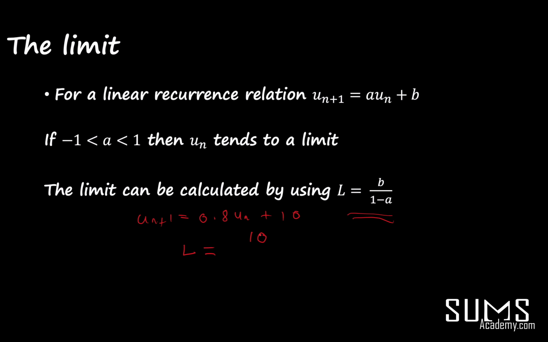So all this becomes 10 over 1 minus 0.8, so that equals 10 over 0.2. And what does that give us? Definitely work this out in your head if you want to. 10 divided by 0.2 equals 50, which makes sense because that's what we thought was going to happen. That's what we saw in the spreadsheet. The limit for that expression would have been 50.